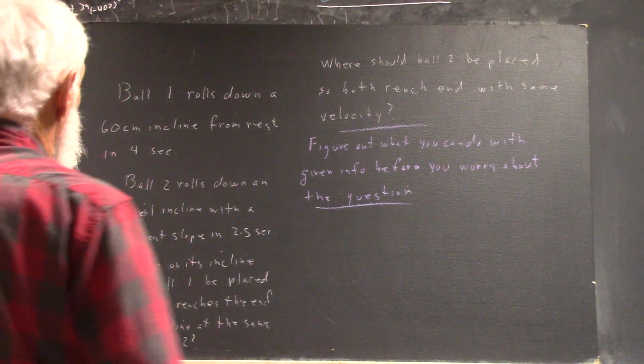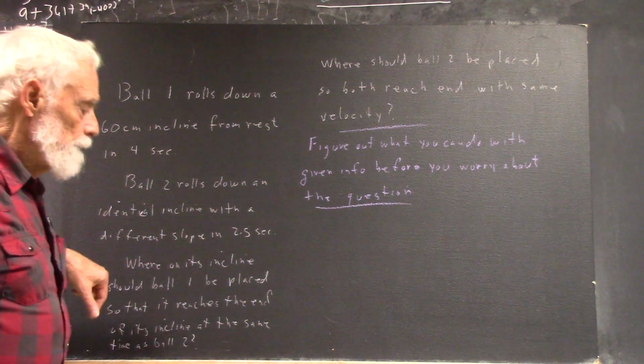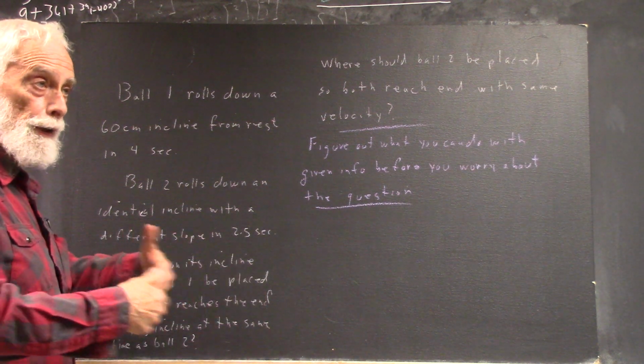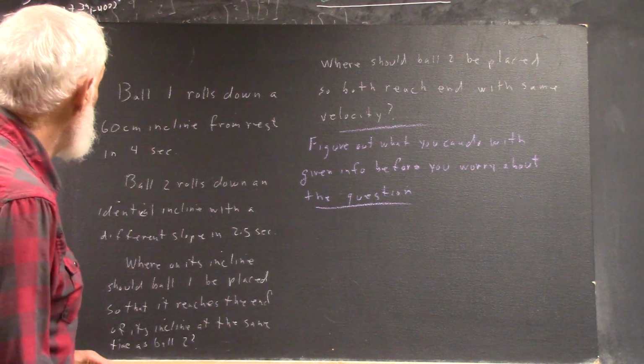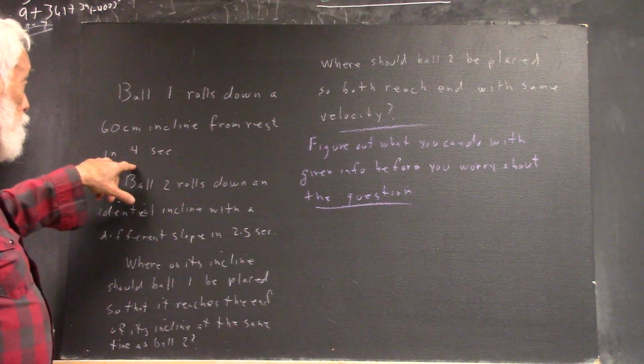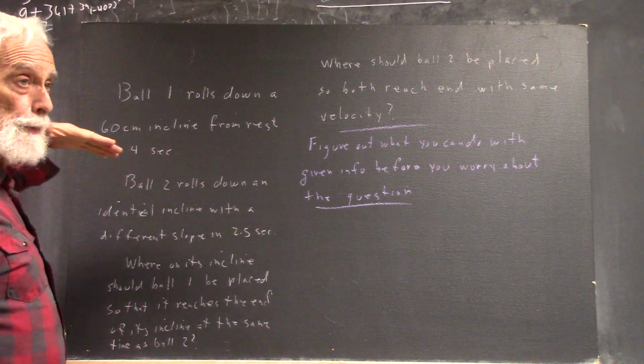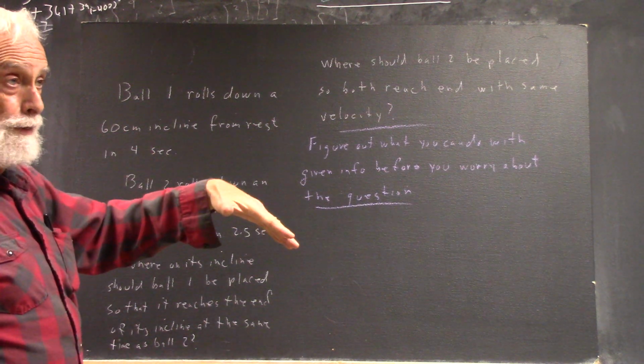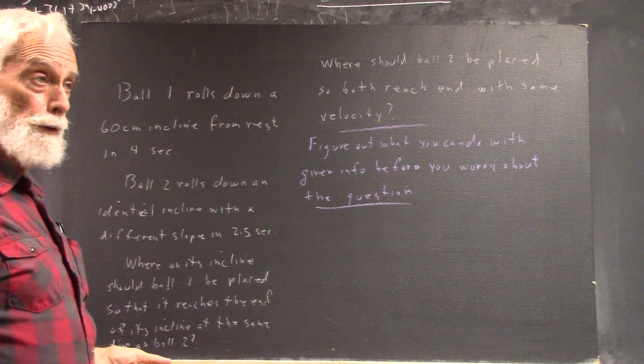Okay, so we've got information, we showed this. Got two ramps, roll a ball down each one, 60-centimeter ramps. Ball one rolls down the incline in 60 centimeters from rest in 4 seconds. And the ramps are straight, so we have a constant slope, which should give us a constant acceleration.